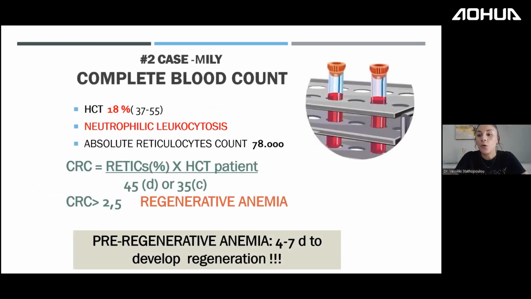Okay, very low HCT level, 18%, neutrophilic leukocytosis. The absolute reticulocyte count was not that profound. It was 78,000. It was not that high. Always use the corrected reticulocyte count, and this is the correct way of calculating it. If the CRC is more than 2.5, then you have regenerative anemia. And always bear in mind that it might take 4 to 7 days to have a regenerative response.